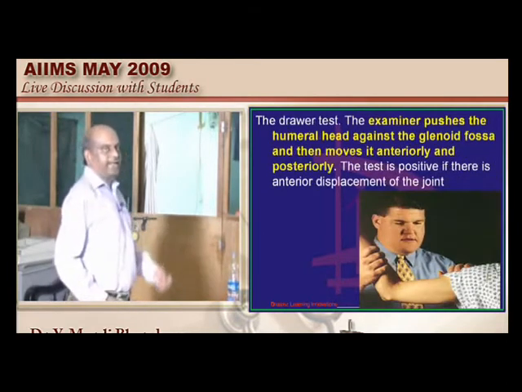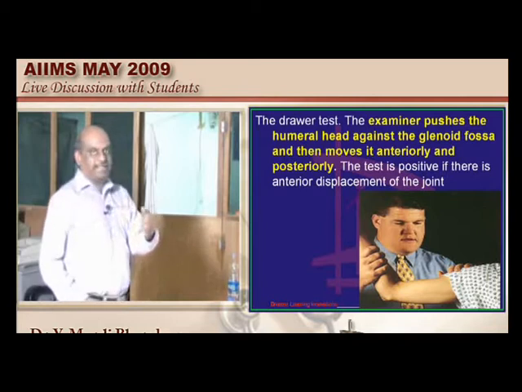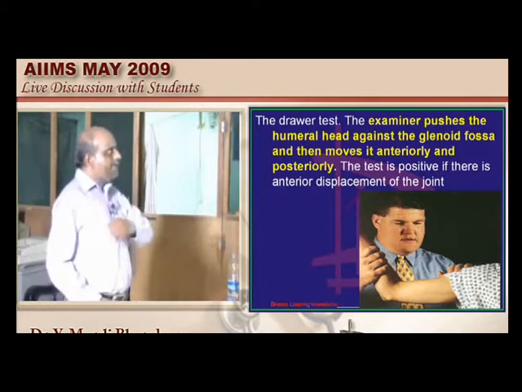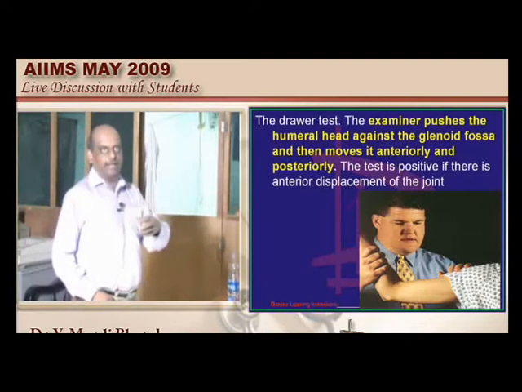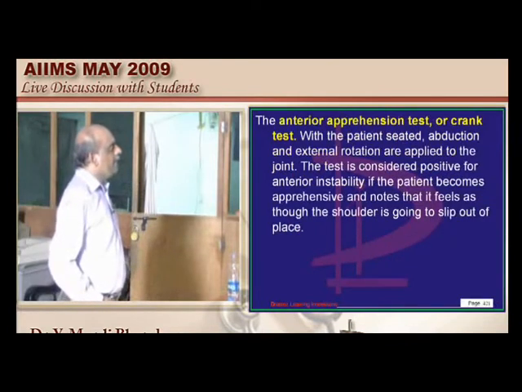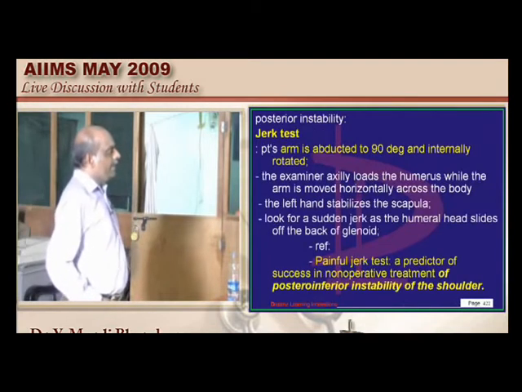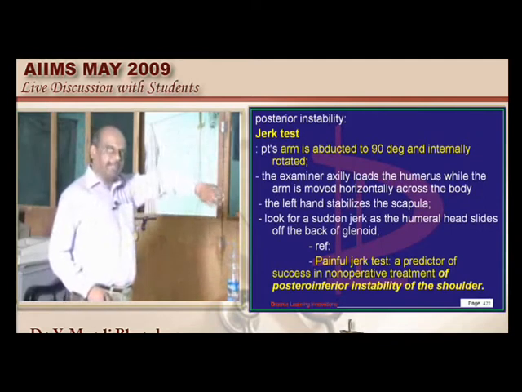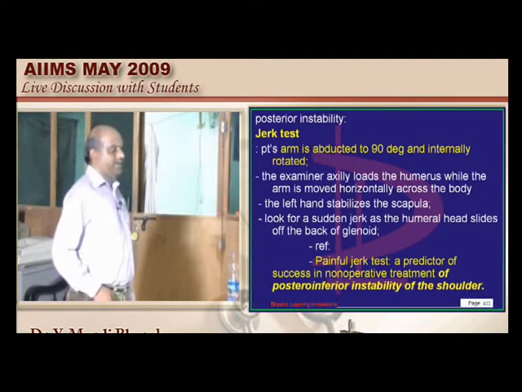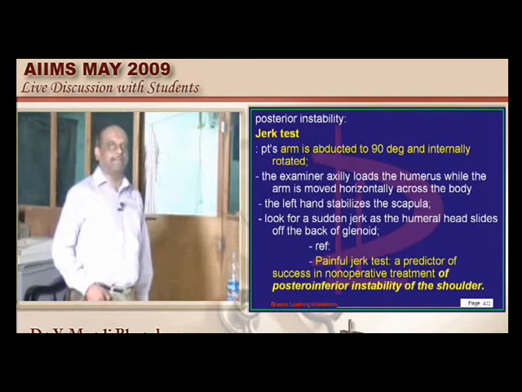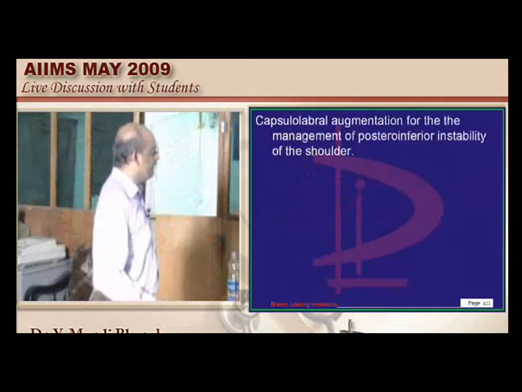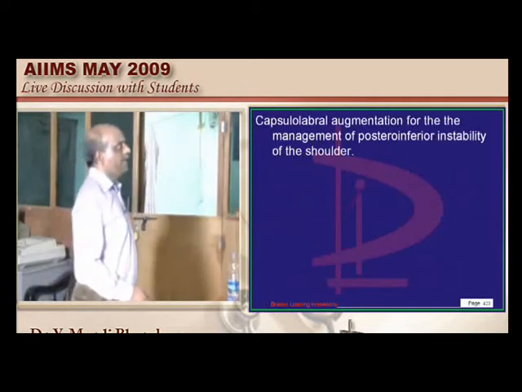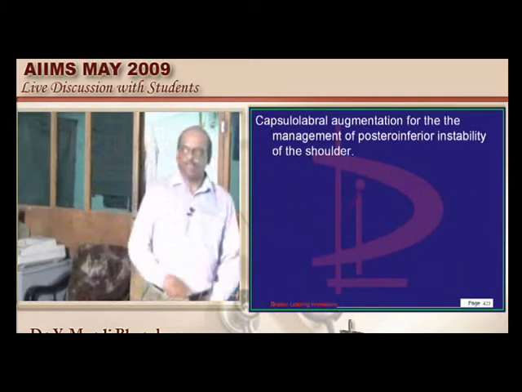Then you call drawer test, where the examiner pushes the humeral head against the glenoid fossa and then moves it anteriorly and posteriorly, and this is to know the anterior displacement. Then finally you have a jerk test, where the patient's arm is abducted at 90 degrees and internally rotated, and it is typically positive in a posterior-inferior instability of the shoulder joint. So that is how you conclude the answer. What is the answer? Jerk's test for the posterior instability.